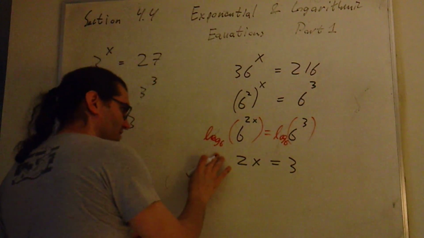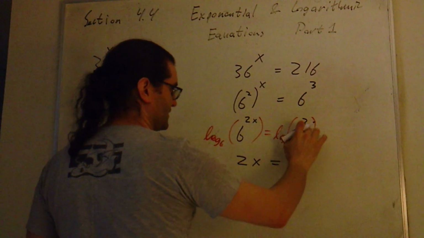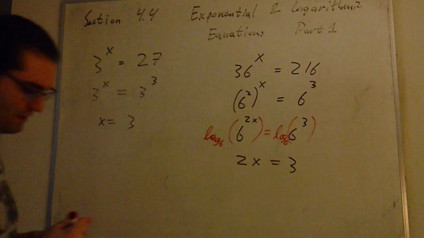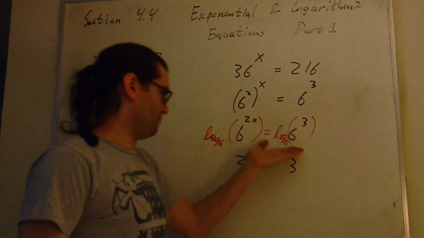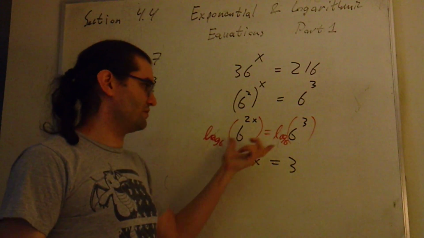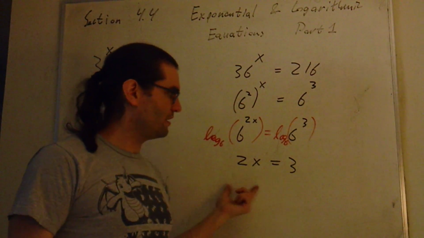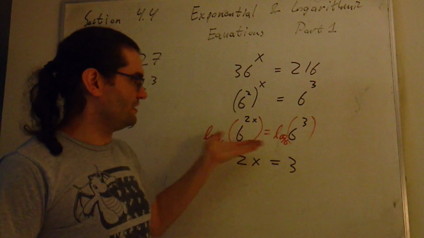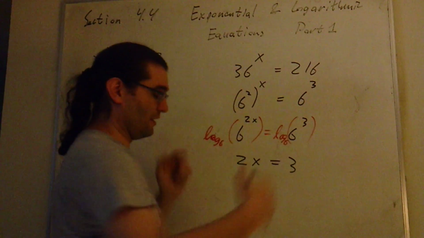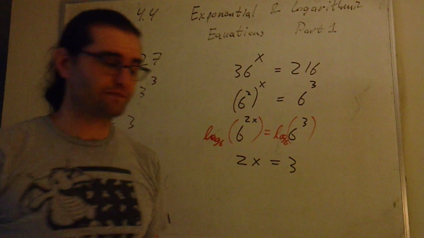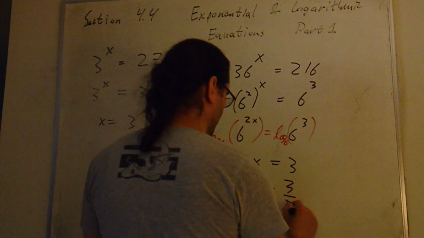The log base 6 of 6 to the 2x is 2x, and the log base 6 of 6 cubed is just 3. So taking the log base b of both sides of the equation will sort of delete the exponential pieces from it and just leave you with the exponents. Or you can just reason intuitively that if they have the same base and they're equal to each other, their exponents must also be equal. Either way is fine. And from here, the problem is very simple.